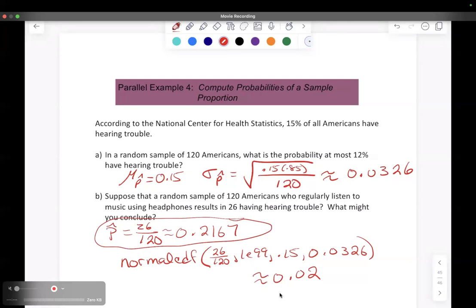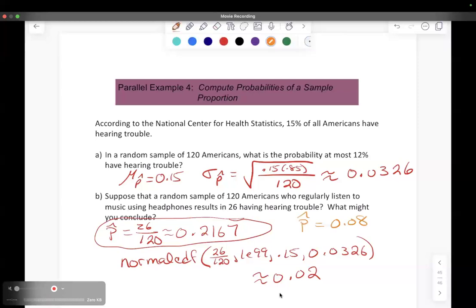And if it was lower, let's pretend that my p-hat was 8%, I would do less than or equal to. Gotcha. Thank you. It's just whatever side of the mean you land on. Just keep going, make the whole tail. That was a good question. Thank you. Anyone else?